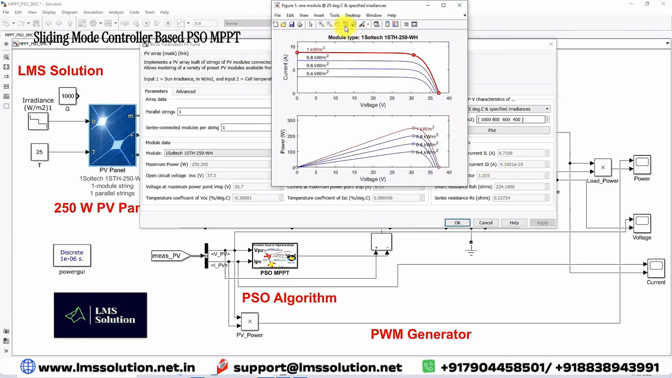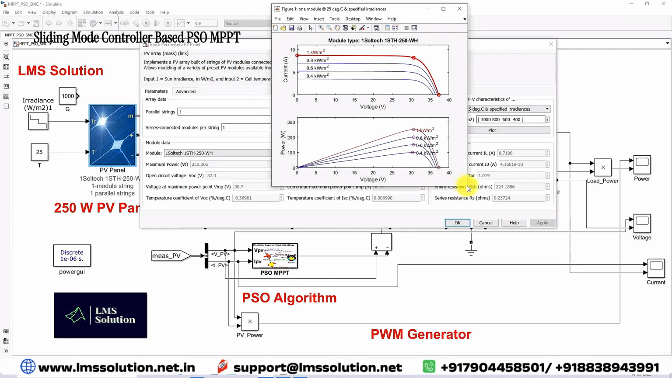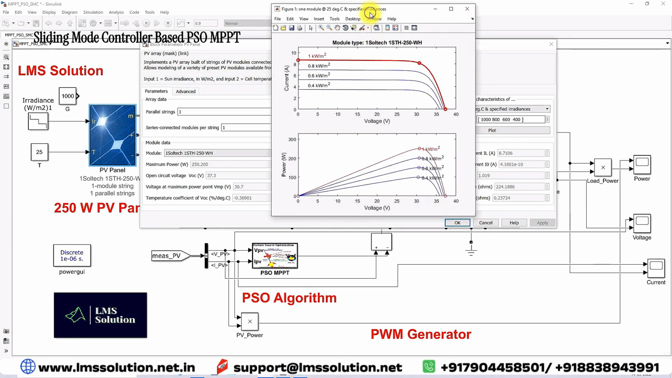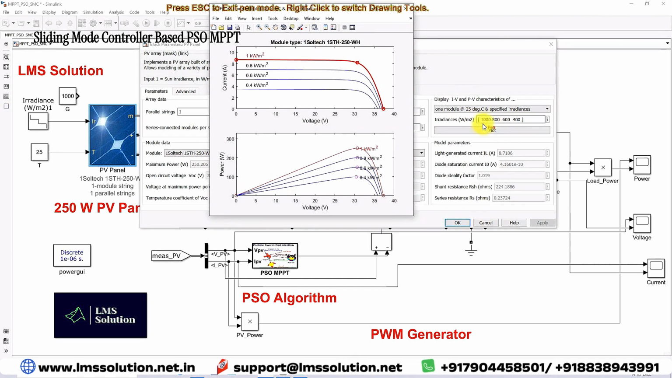This is the PV IV characteristics of a 250 watts PV panel for changing irradiation condition. Here we are fixing the irradiation at 1000 watts per meter square, 800, 600 and 400. Here you can see the peak point of PV panel for different irradiation condition.